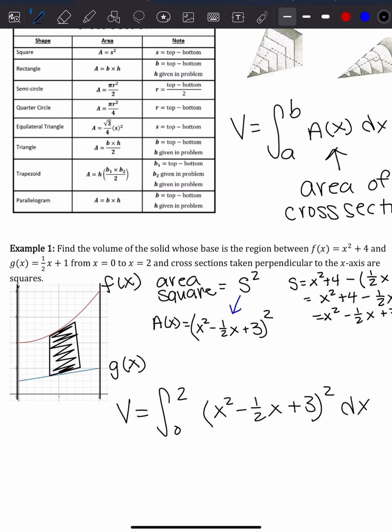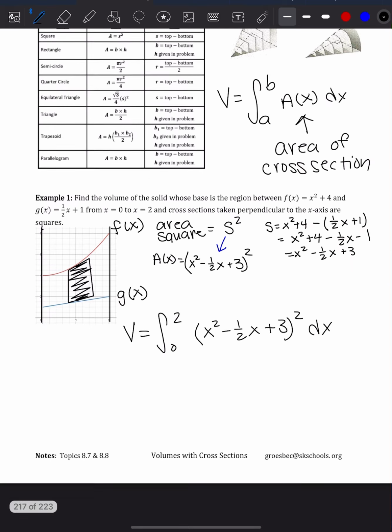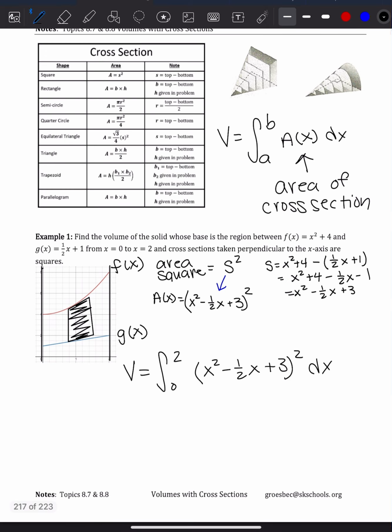So if you want to try to integrate this, the answer that you're going to get is 466 over 15. This is going to give you a decimal. I believe it's 31.0667. But this is the answer that you would get if you integrate it. For now, we're going to focus on setup.